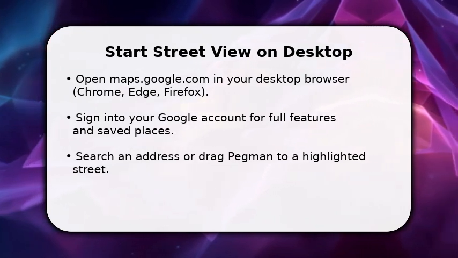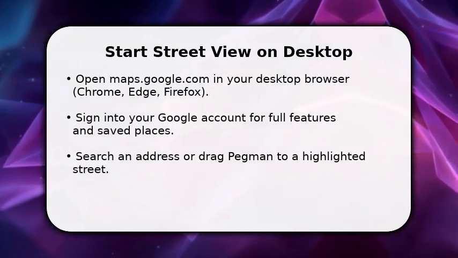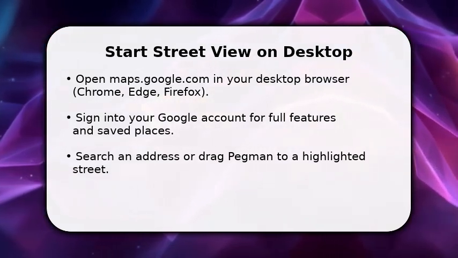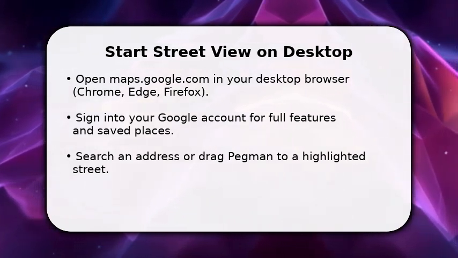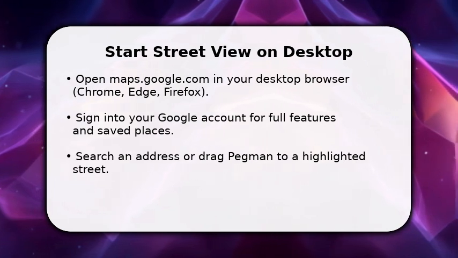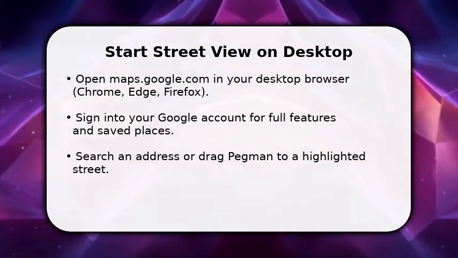Click the Pegman icon in the lower right and drag him onto any blue line to drop into Street View. Make sure to release only on blue. Non-highlighted roads have no imagery. This gets you in position quickly to explore at street level.